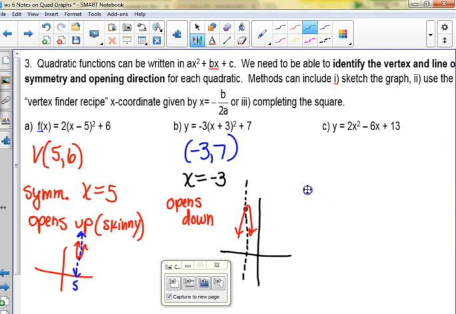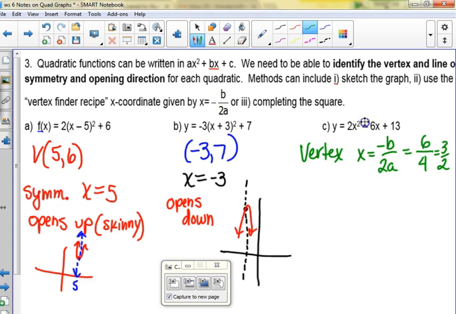All right, this one's not our favorite because it's not in that form. How can we find the vertex? Negative b over 2a would become what? Positive 6 over 4, which is 3/2 or 1.5.